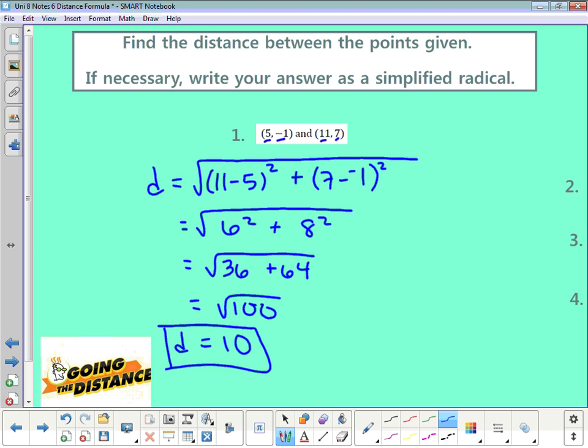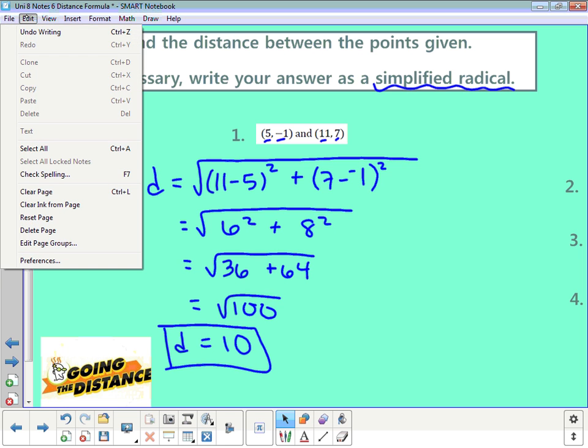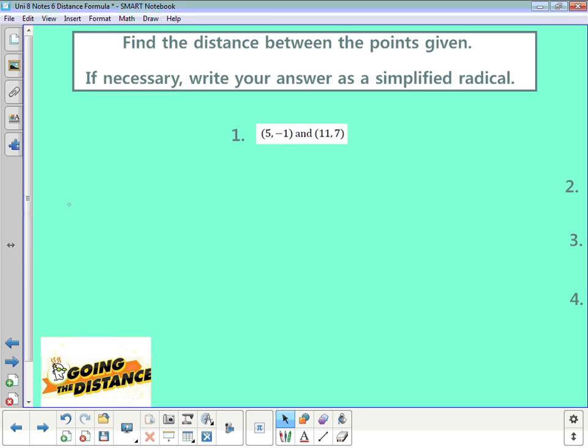So after I plug them in, the calculation part of it is pretty simple. It's pretty quick. It goes fast. Notice that in the directions it says, if necessary, write your answers as simplified radicals. Here we didn't have to because we ended up with a perfect square. But if you get down to something that's not a perfect square, make sure you go ahead and simplify that radical. Let's go ahead and look at number 2.